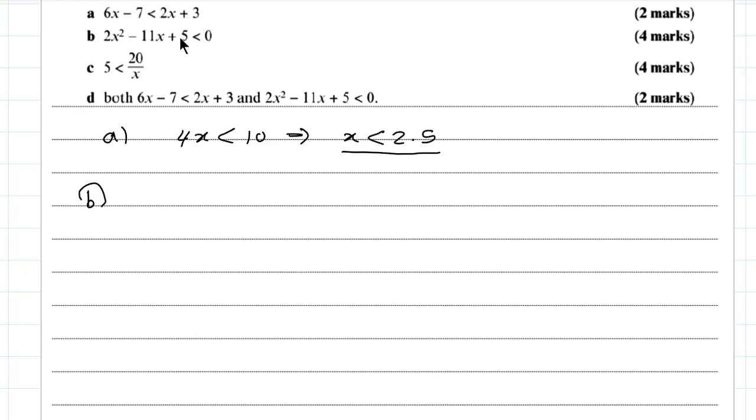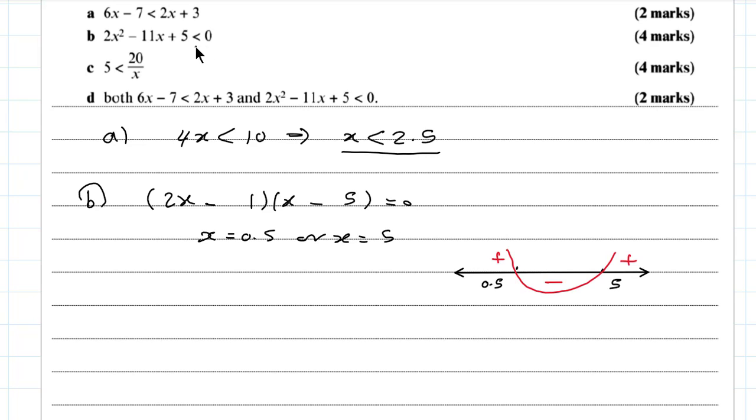B is a quadratic inequality, so we can factorize it to x here and x here. 5 should be here, and 1 here, both negative. The roots will be x equals half or x equals 5, and by the same scenario, we are searching for less than 0, so we take the interval in between. So x should be more than half and less than 5.